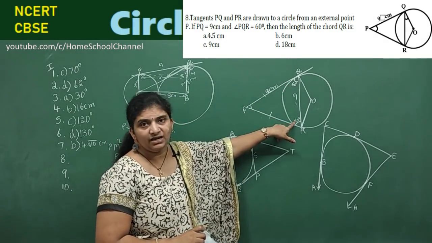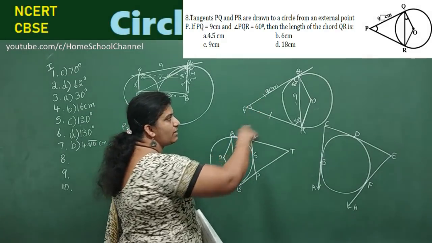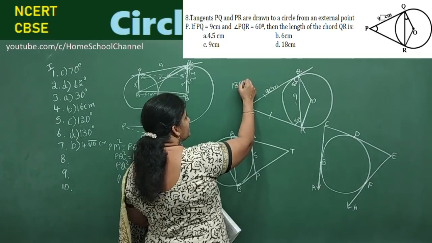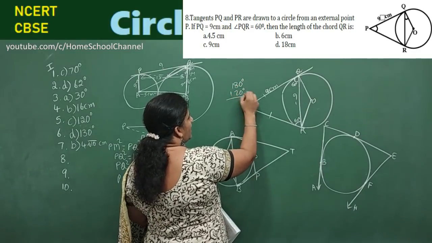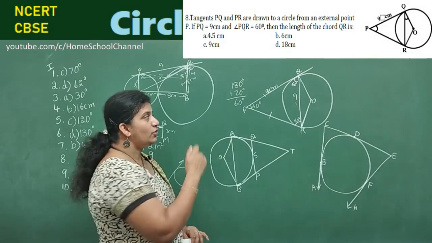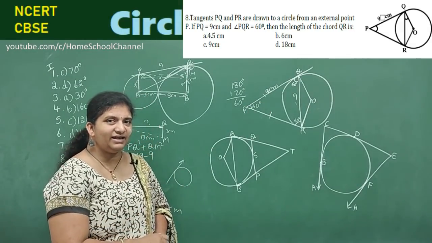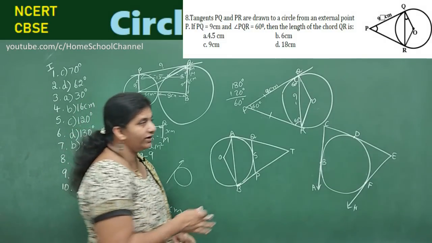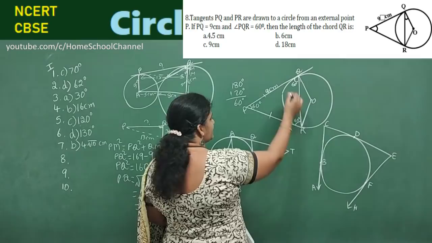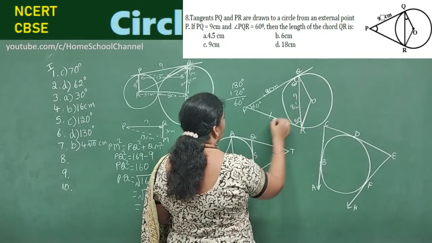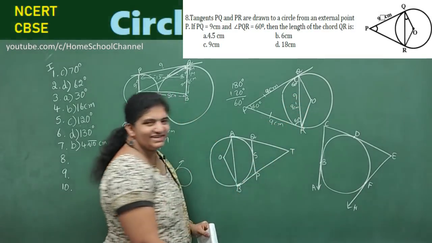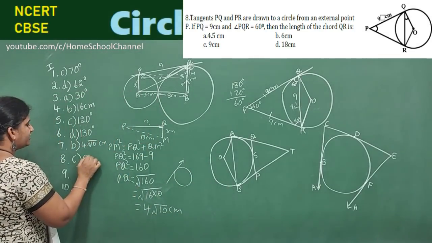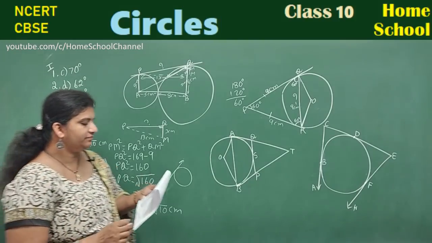60 plus 60, 120. But the total sum of interior angles of a triangle is 180. 180 minus 120, how much will it be? 60 degrees. You can see an equiangular triangle. All the three angles are equal. Then what can we say? All the three sides will be equal. Therefore, PQ is 9 centimeter, QR is 9 centimeter and PR is also 9 centimeter. Check for the option. Your option is option C, 9 centimeter.